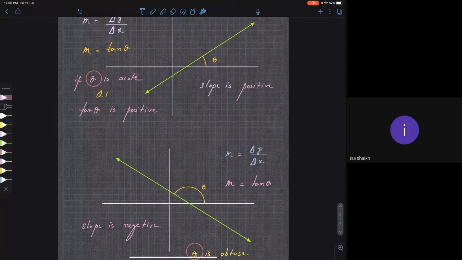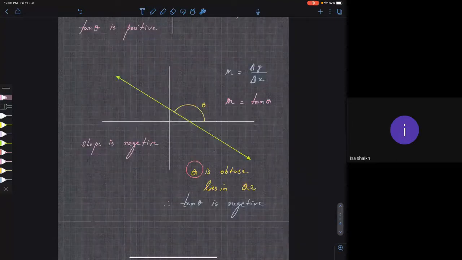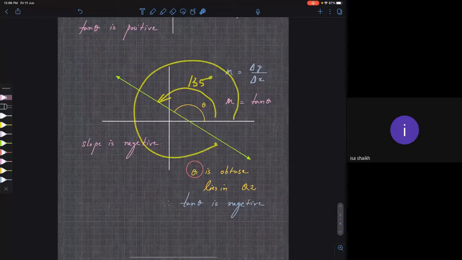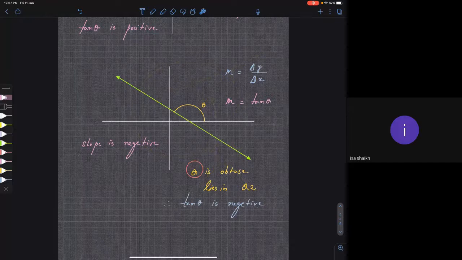You are getting my point? Here also, suppose it is making 135 degrees. If we look at this angle, it will make 315 degrees. But we don't take 315 degrees, we take 135 degrees. So whenever you are looking at the angle that the line is making with the positive x-axis, always look at the smaller angle.